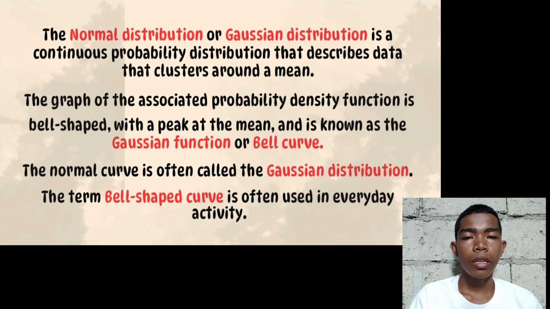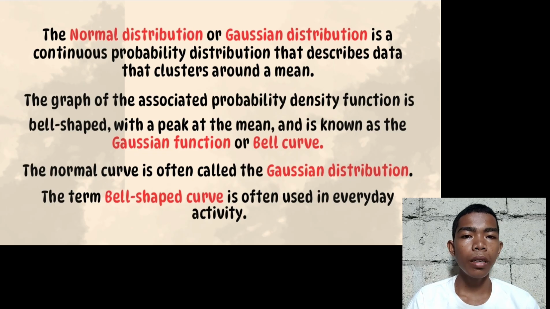So the graph of the associated probability density function is bell-shaped, with a peak at the mean, and is known as the Gaussian function or bell curve. When you draw it on a graph, it looks like a bell shape, high in the middle where most data is and low on both sides where fewer data are. So the normal curve is often called the Gaussian distribution. The term bell-shaped curve is often used in everyday activity.